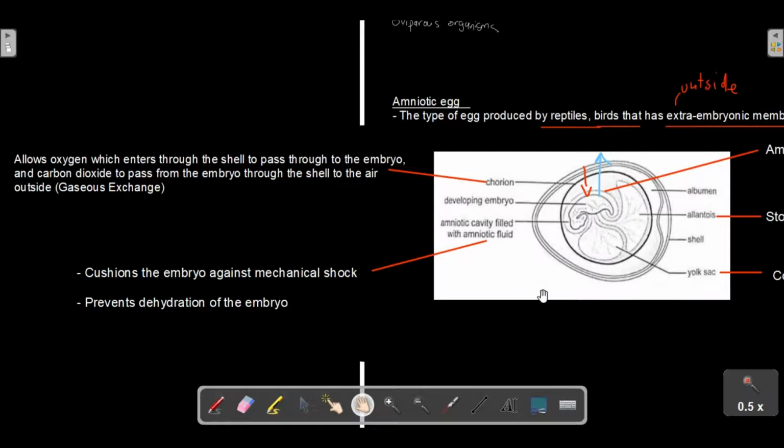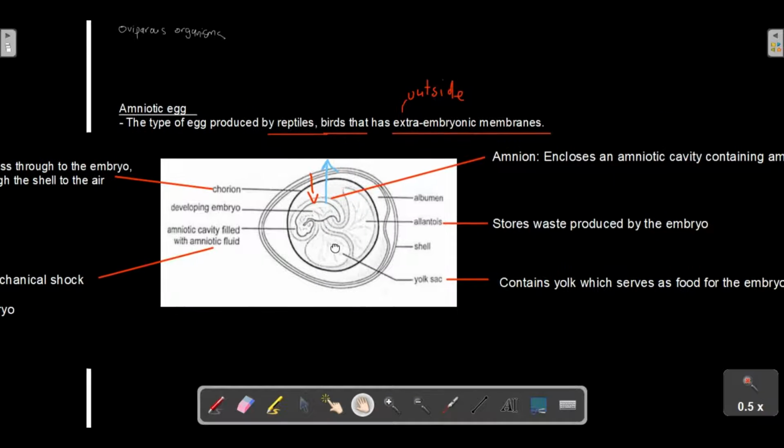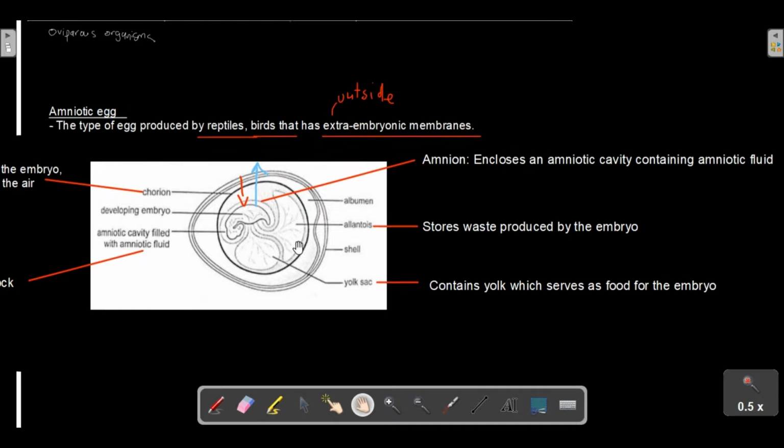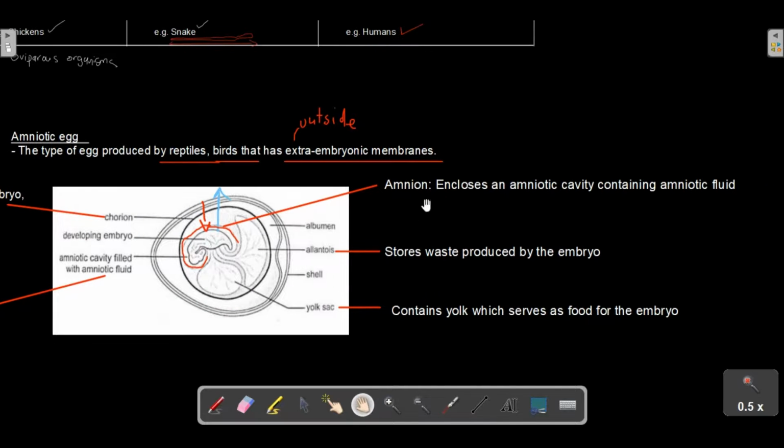Okay, so that's what we call the chorion. It's also called the outermost layer, which is responsible for gaseous exchange. And if you look closely here, we also have a layer that directly surrounds the embryo. So this is the embryo right here, and you have another layer that is actually surrounding the embryo, and that layer we call the amnion.